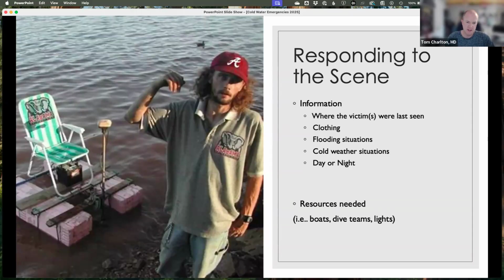And all of this is going to direct what kind of resources you need to get to the scene, whether that be boats, dive teams, extra lighting. Nowadays, we've got the drone teams that can come out and do wide area searches with infrared, much better than we're able to do, especially at night. So get the right resources coming to you while you're gathering the necessary information.